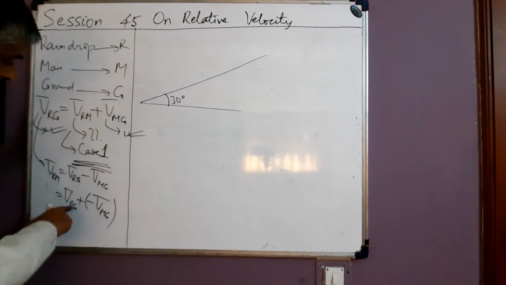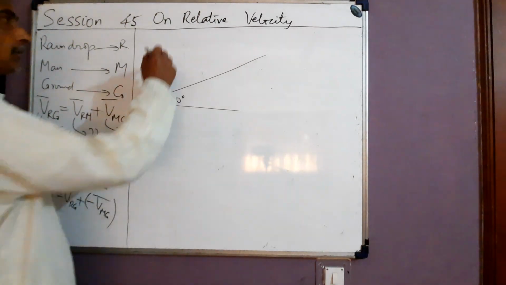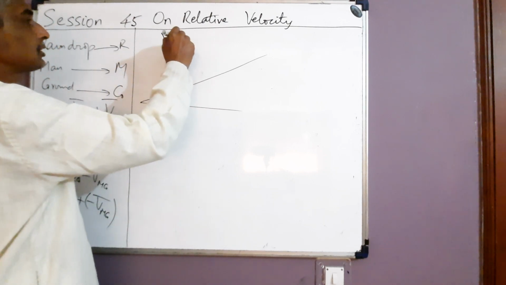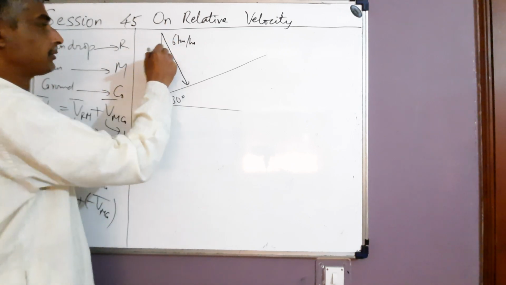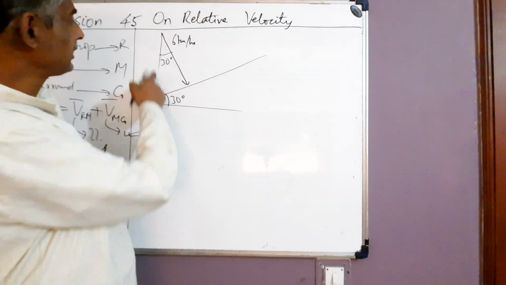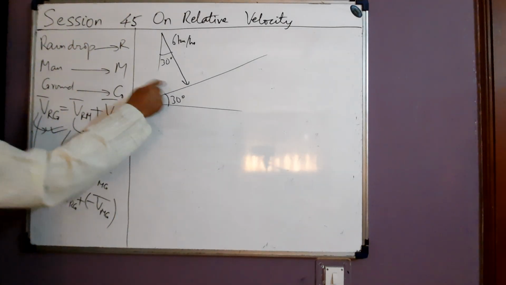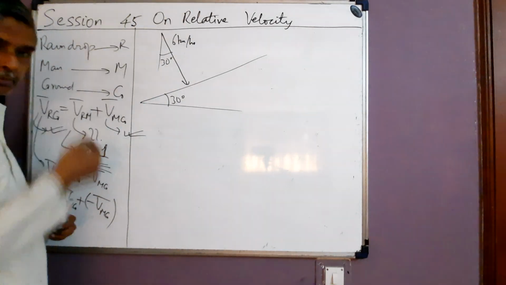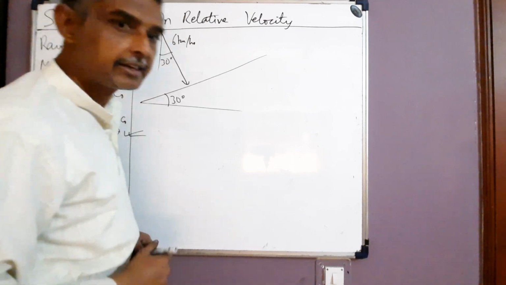Now we have to add these two vectors by the parallelogram law of vector addition. This is VRG, at right angle to the inclined plane, equal to 6 km per hour. By geometry, because it is at right angle to the incline, it makes a 30-degree angle with the downward vertical. Now VMG is downward 4 km per hour along the incline, so minus VMG will be upward, up the incline. Reverse the direction.